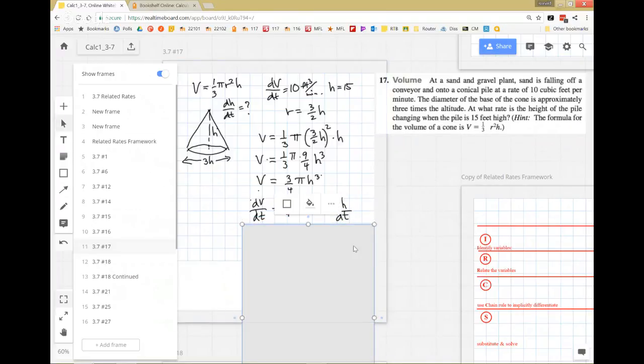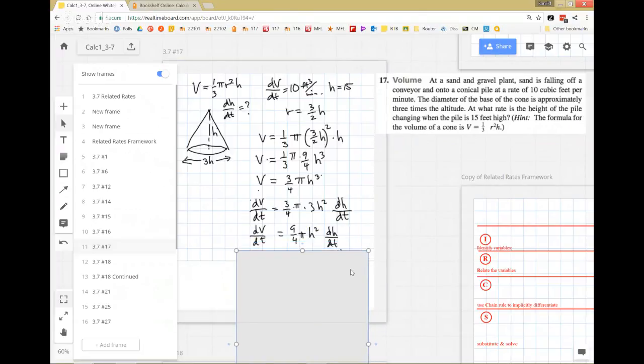Now it's time to do our implicit differentiation of the whole thing. So on the left, we have dV/dt. 3/4 and pi, those are both constants, so nothing's going to change when we do a derivative. h cubed, bring the 3 down, 3h squared, and then dh/dt, chain rule. So I just simplified a little bit. 3/4 times 3 is 9/4. So there, that's about as simple as I can get it.